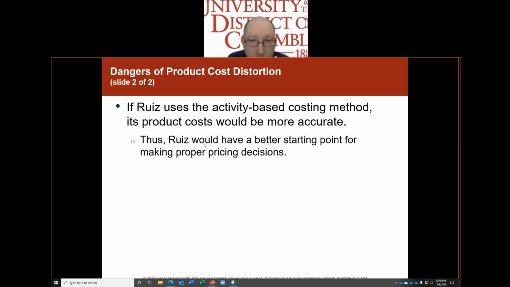And so activity-based costing is really the most accurate method of costing for overhead because it's the most precise. It's the most accurate.